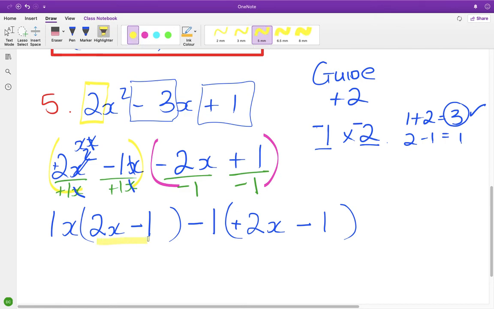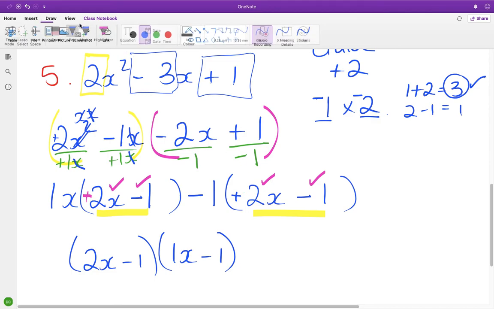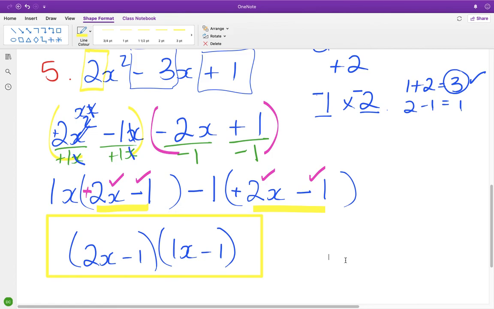Now how will I know if I chose right? You'll know because you check these brackets and see do they match. Okay, so I have a positive 2x here, and look, I have a positive 2x here. Good start. I have a minus 1 here and a minus 1 here, so they do match. So I picked right. So I write down the matching bracket, which is 2x minus 1, and I write down the common factors, which is 1x minus 1. Insert a square. Alright, and there's my answer.